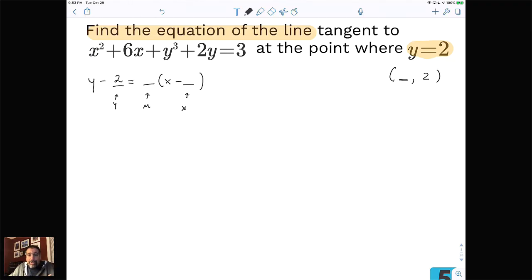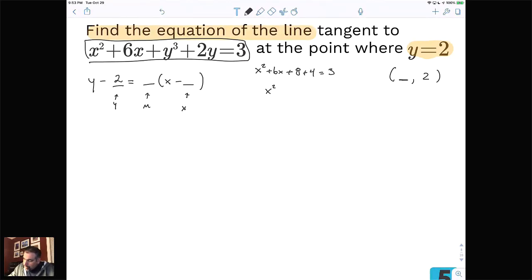Well, this is where the original equation comes into play. This original equation right here tells me the relationship between the x's and the y's. So I know the y value is 2. Using this, I can find what the x value is going to be. So I'm going to take that 2 and plug it in. And when I do that, I'm going to get x squared plus 6x plus, and this is where it's kind of tricky because we're so used to plugging in x all the time. In this question, we're actually plugging in y. So I'm going to put in a 2 for that y. Instead of y cubed, I'm going to get 2 cubed, which is 8, plus 2y. But again, I'm plugging in 2 for the y, so I'm going to get 4. And then on the other side, I've got equals 3.